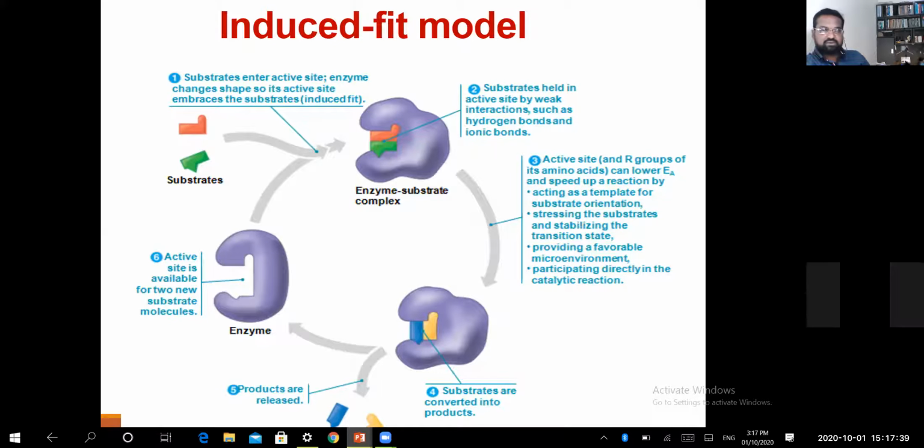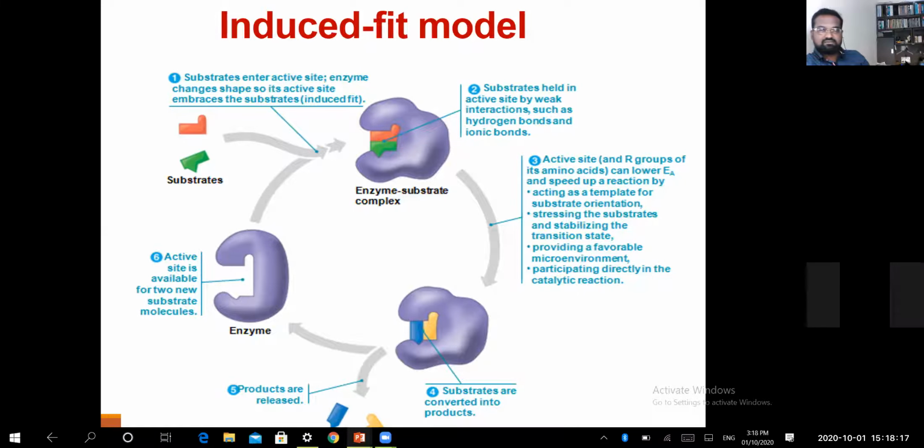Whatever the models for enzyme action have been proposed by various different scientists in this field, all those models or theories have been based on individual observations of that particular research. There are a lot more things to be explored regarding the activity of the enzyme. Currently, the most popular and most accepted models are either lock and key mechanism or induced fit mechanism.